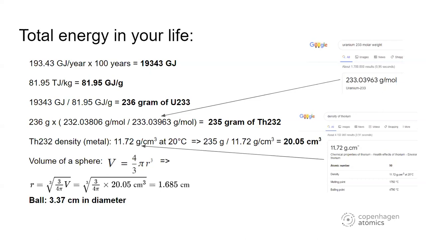All right. But now it's a thorium ball. So we have to convert those 236 grams into thorium because that was uranium. And there's a slight mass difference between uranium and thorium. So this is what I have inside the parentheses there. I multiply by the thorium molar mass, and then I divide by the uranium-233 molar mass. And then I get that we need 235 grams of thorium. So that's the thorium that you have to dig out of the ground for your entire lifetime of energy if you live in the Netherlands.